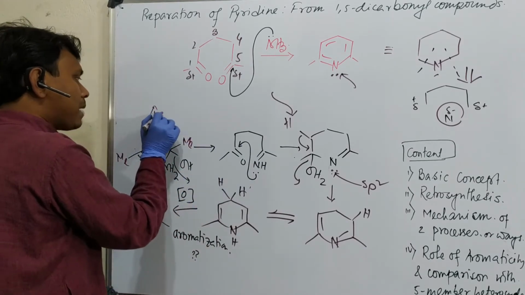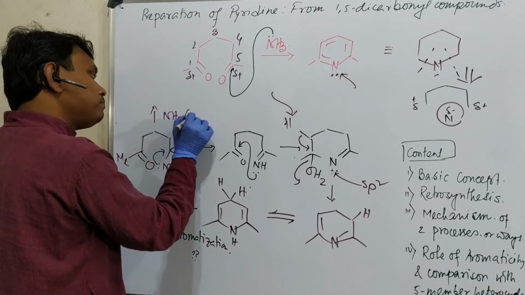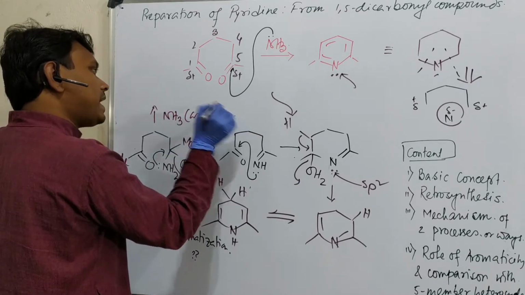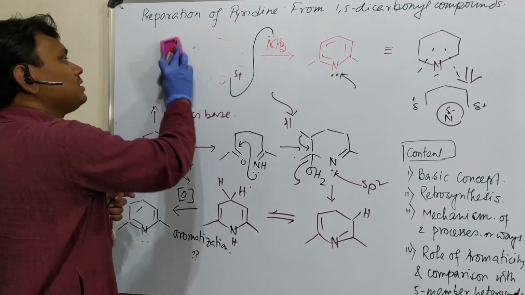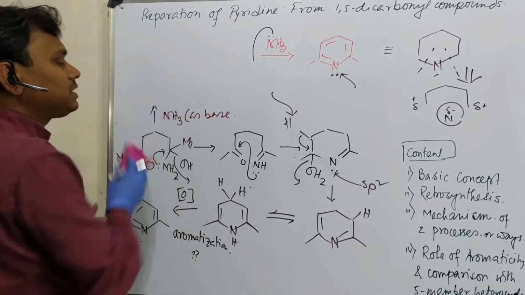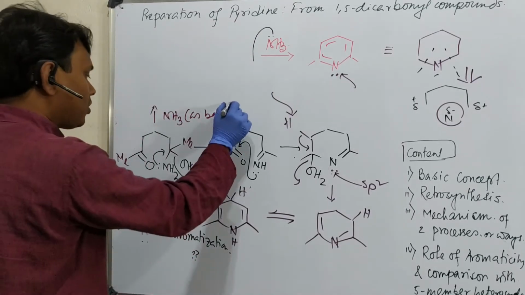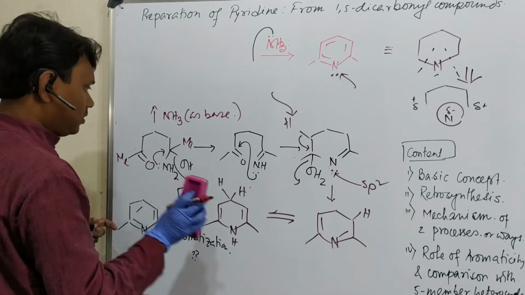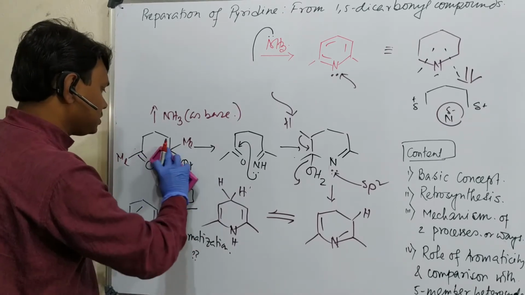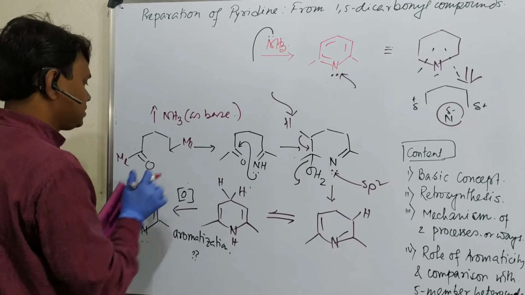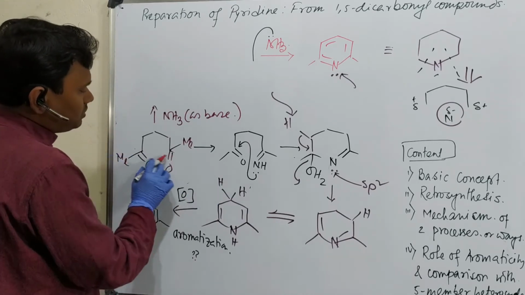So in the presence of ammonia, which can act as a base, there is a chance that it can result in aldol condensation. Aldol condensation means, okay, better to show the original form, it will be easy. So aldol condensation between this.